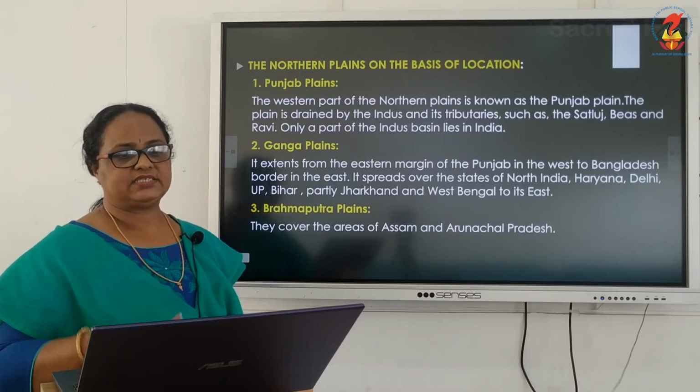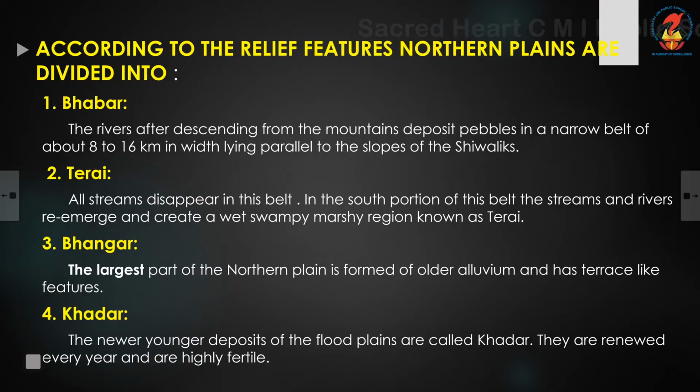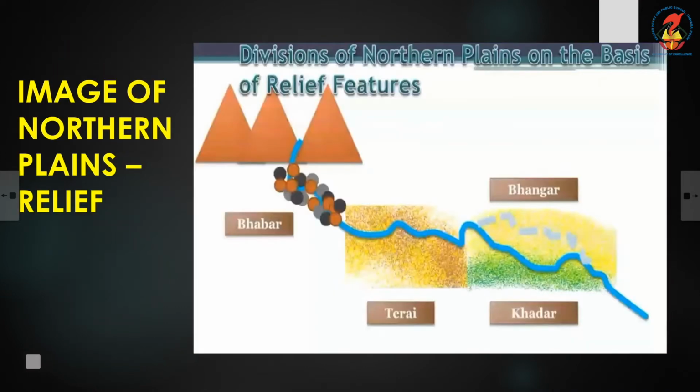Then the next, according to the relief features, the northern plains are divided into 4. That is Bhabar, Terai, Banjar and Khadar. I repeat, it is Bhabar, Terai, Banjar and Khadar.